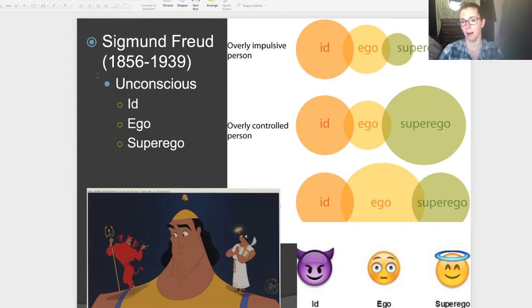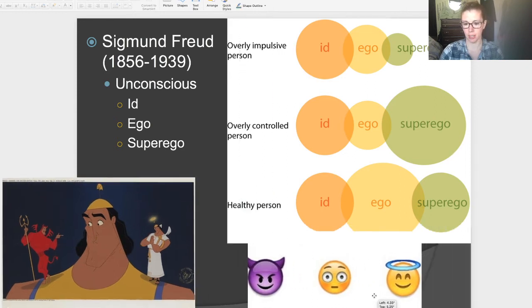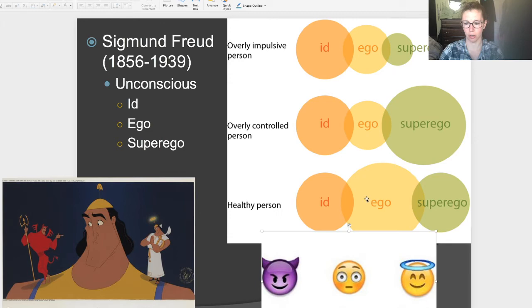Freud said the unconscious is really important. You have the id, ego, and the superego, and the balance among those is what tells us about who you are. So in a healthy person, the ego is the strongest and the biggest mental structure, balanced evenly with the id and the superego.